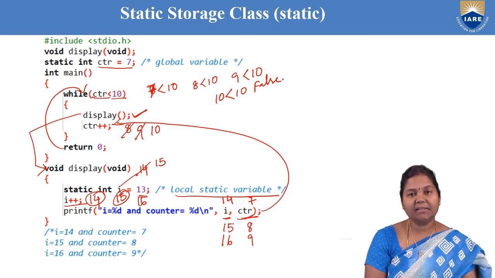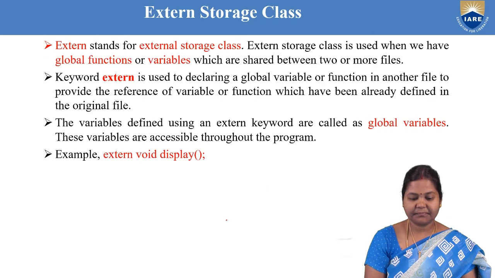If it is local, then its visibility is there within the function itself. So in this example, we have learned how to use the static local and global variables. The last type of storage class is called extern storage class. Extern stands for external storage class.